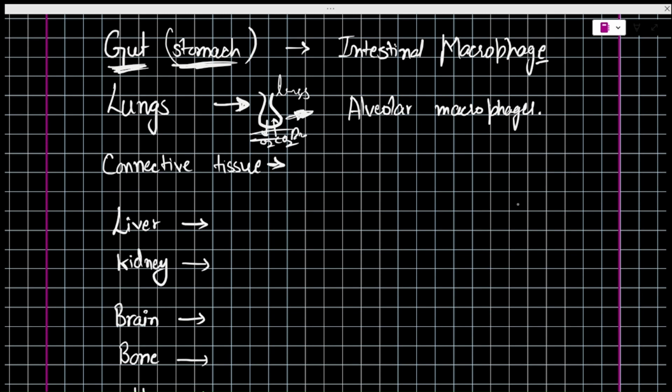Then the third category, 1, 2, and 3. The third category of the macrophages are found in the connective tissues. Now as you know, the blood is also called fluid connective tissue, but for that fluid part, meaning blood, they have simply macrophages. But in the rest of the connective tissues, the macrophages are known as histiocytes.